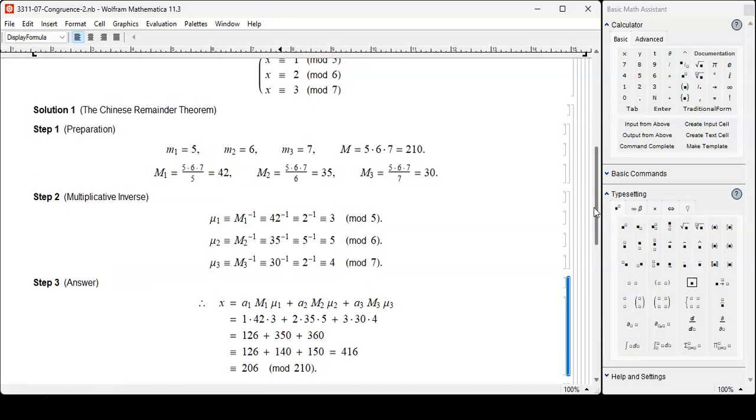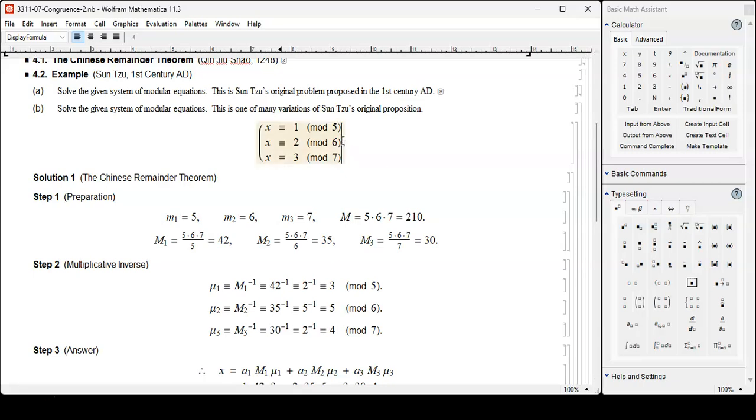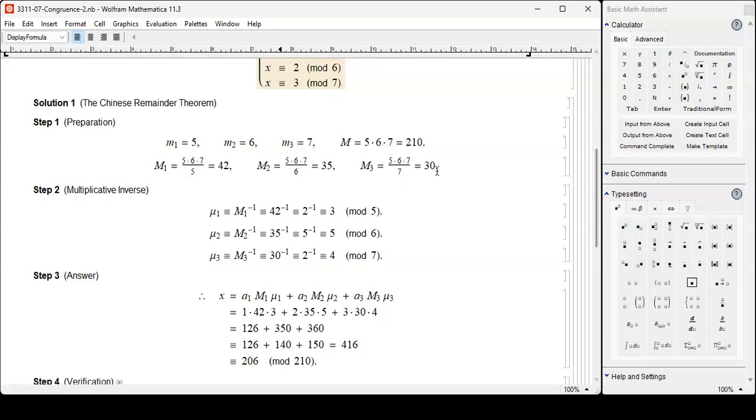A1, capital M1, mu1. A2, capital M2, mu2, and so on. A1, A2, A3 are here, 1, 2, and 3 respectively. Capital M1, capital M2, capital M3 are here. And then mu1, mu2, mu3 are in step 2. So put them all together and run your calculator, basically. Well, okay, let's pretend we are back in the 1st century, so no calculator. In the end, you get 206 modulo 210.